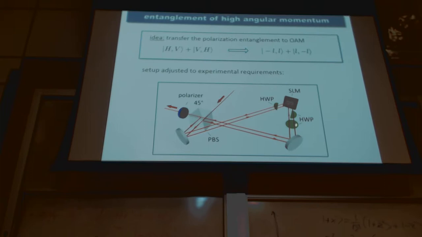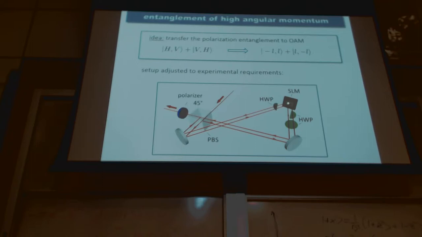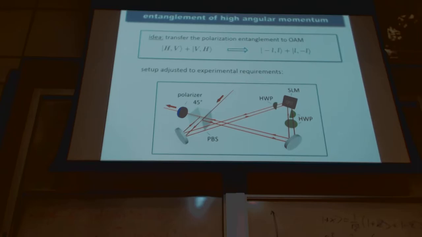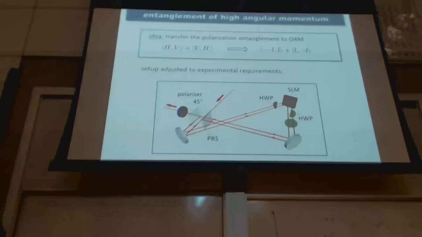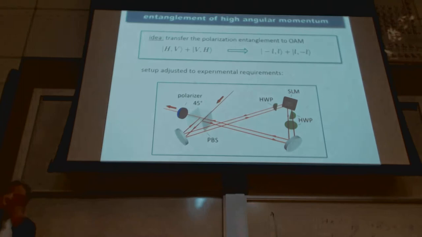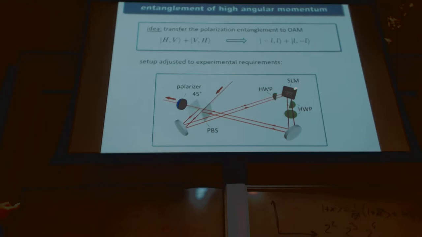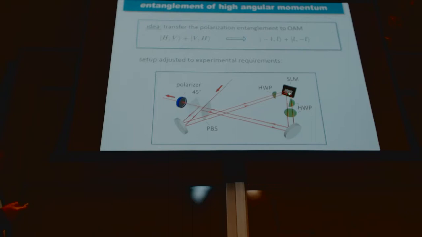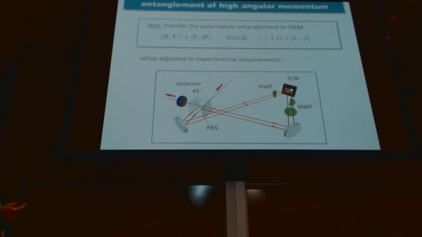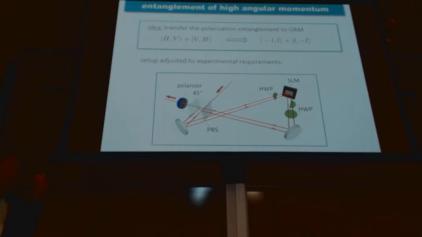I send each of them onto a spatial light modulator, which is a device. You don't have to know how it works. The photon is reflected from it, and you have pixels there, and with these pixels you can program to imprint a different phase for each pixel. So you can program it to imprint, for example, this pattern onto the photon, which is the phase pattern, as you saw it before, for say L equals 10 maybe, okay? And on the other one, you program it for the opposite state.